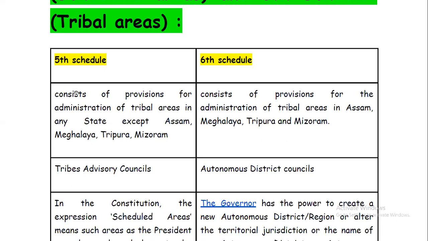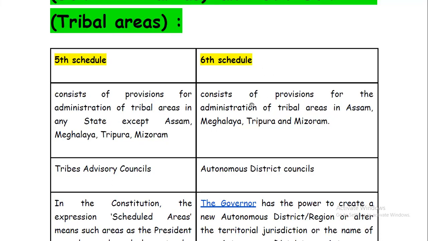So fifth schedule consists of provisions for administration of tribal areas in any state except Assam, Meghalaya, Tripura and Mizoram. Remember, whenever the name of the fifth schedule comes, remember that it is tribal area, but not about the states Assam, Meghalaya, Tripura, Mizoram. So, except Assam, Meghalaya, Tripura, and Mizoram, other tribal areas fall under the fifth schedule.